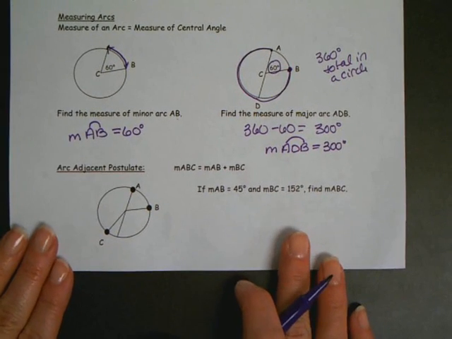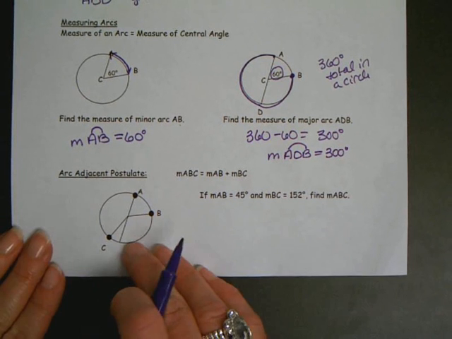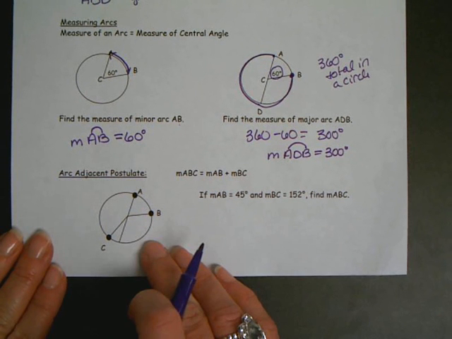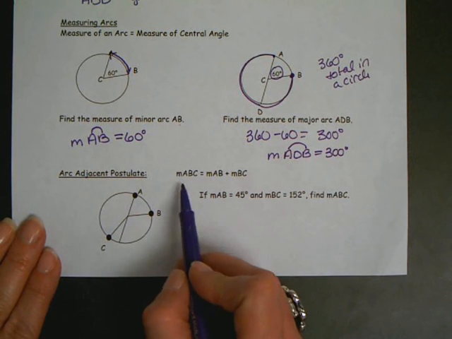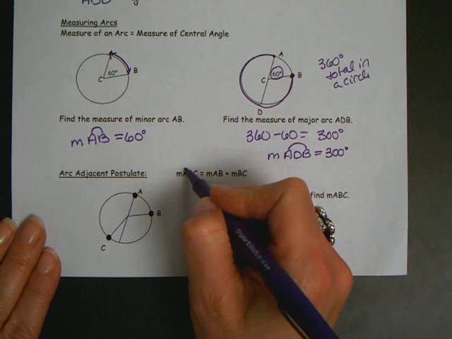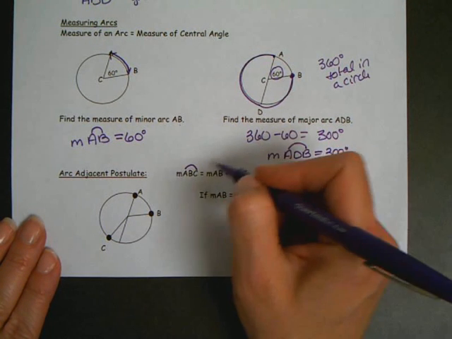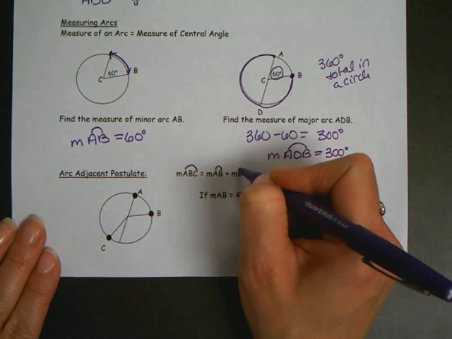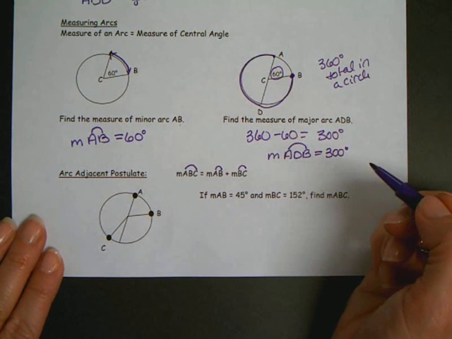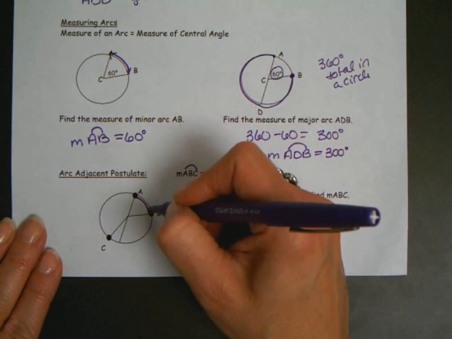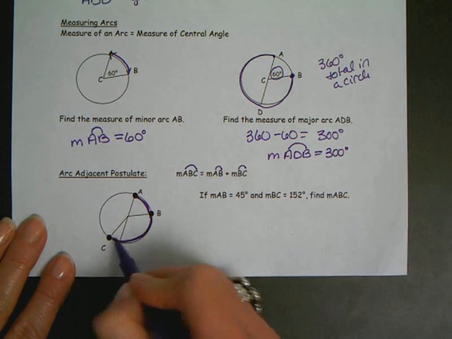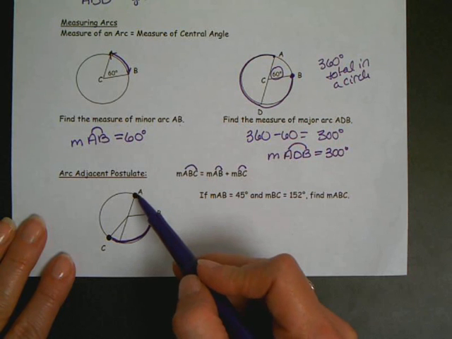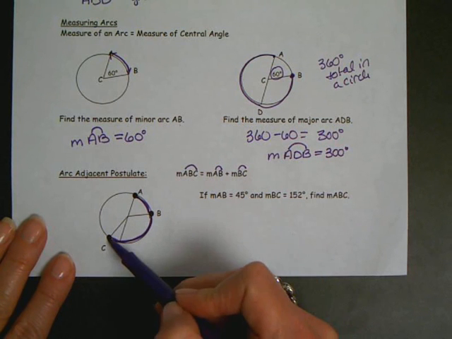All right, now, the arc addition postulate. This is exactly the same as when we did adjacent segments, when we did adjacent angles. The postulate is the very same for arcs. This says the measure of arc ABC, I'm going to put an arc mark on top, is equal to the measure of arc AB plus the measure of arc BC. So right here is arc AB. Here is arc BC. So that's why we get arc ABC is equal to the sum of both of those.